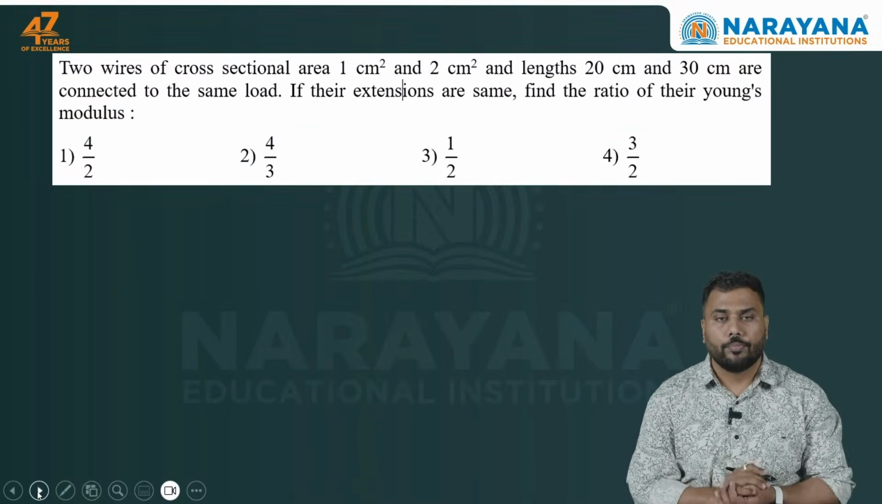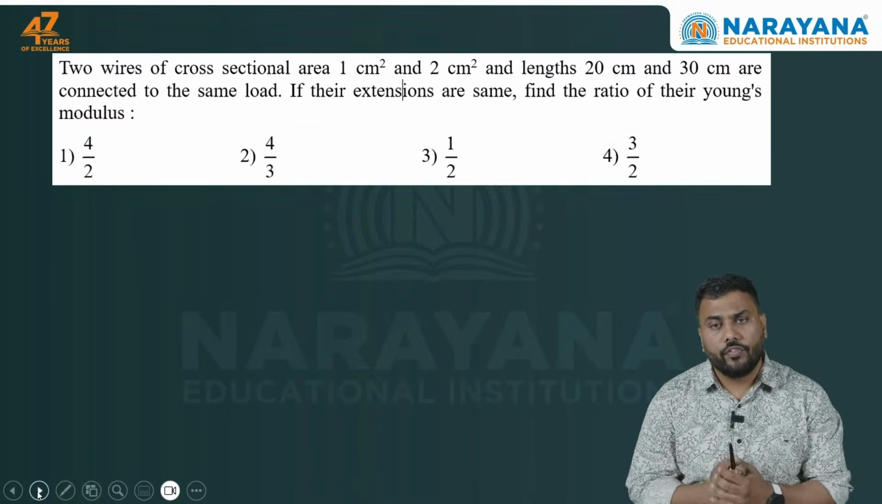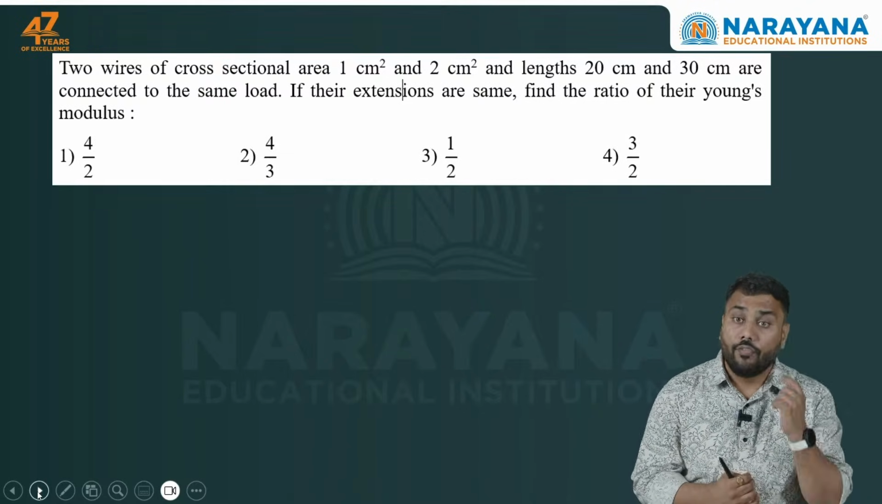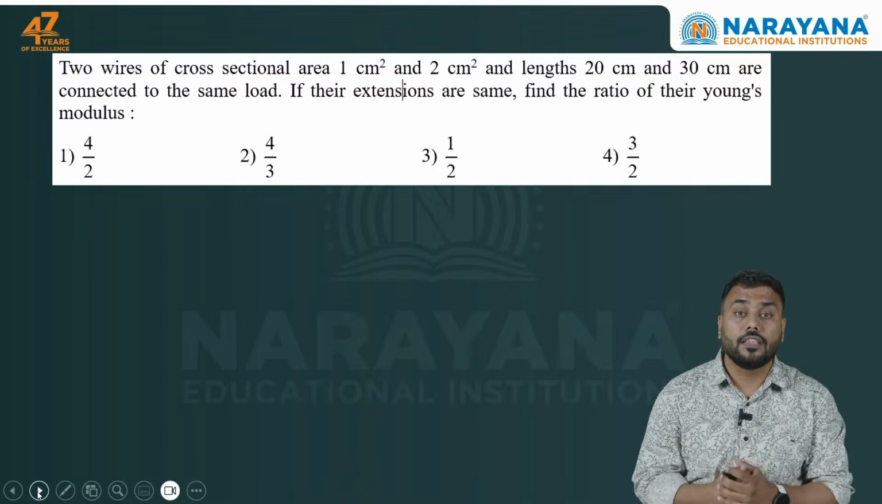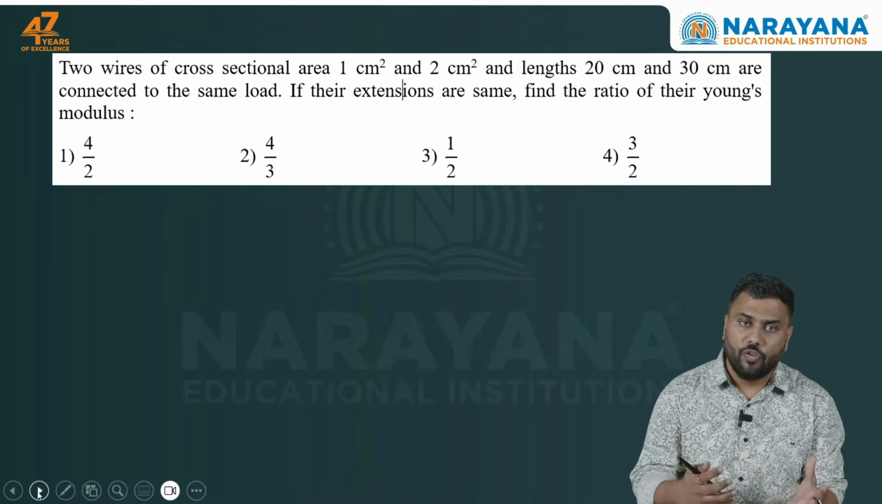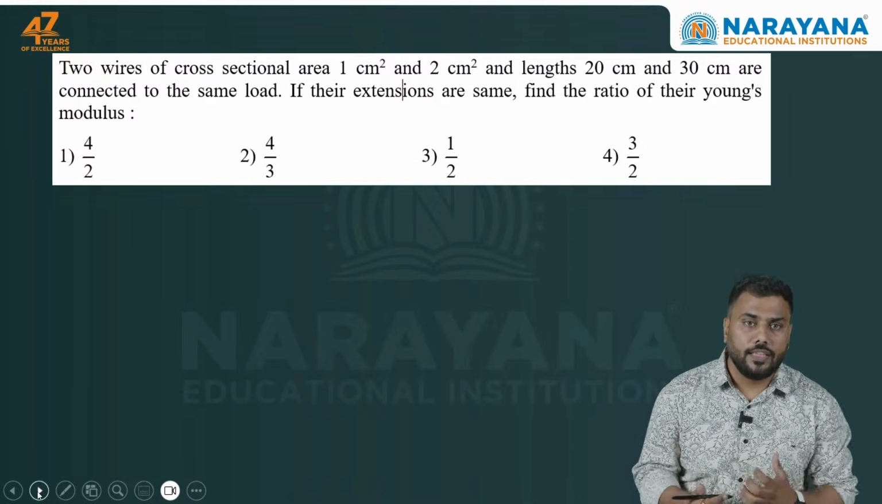Let's see the next question. In the next question, we need to find out the ratio of the Young's modulus of the two wires, and what is provided is that their extensions are the same for the same load. They are loaded with the same force, and their extensions, the change in length, is the same.